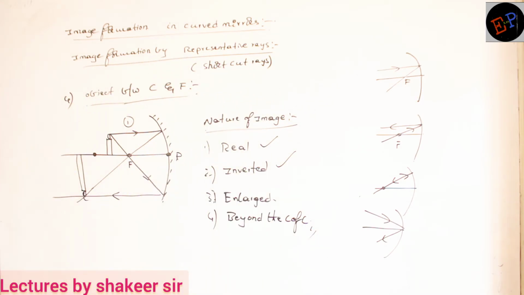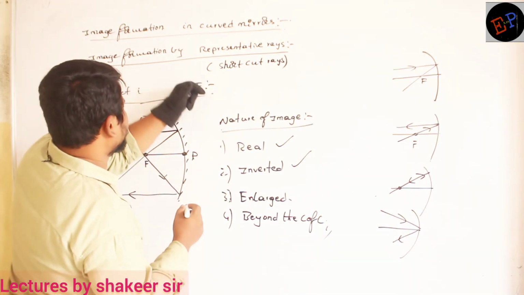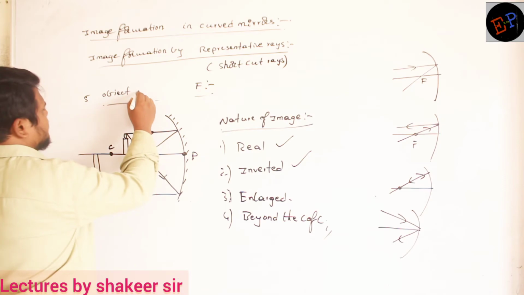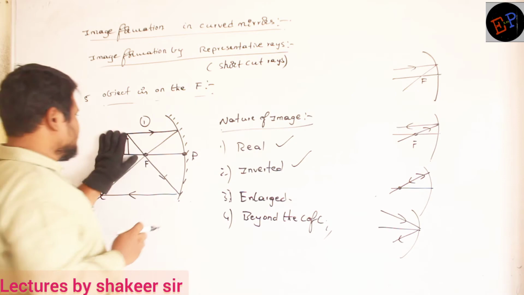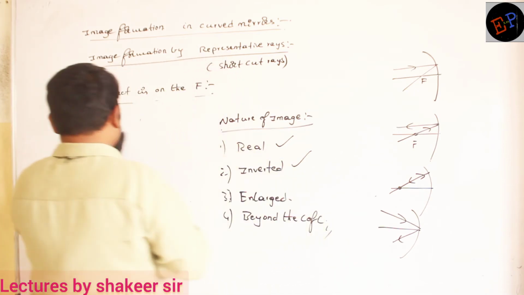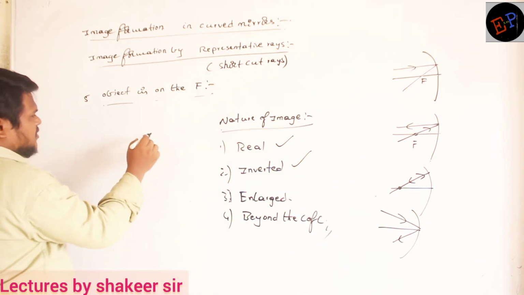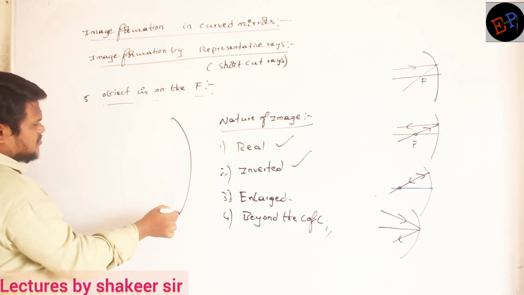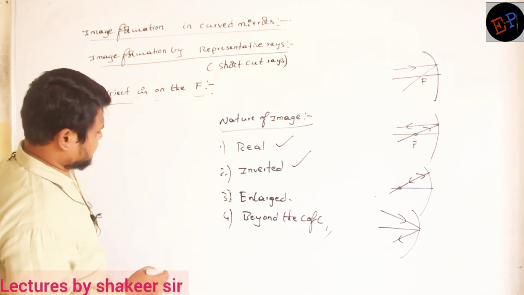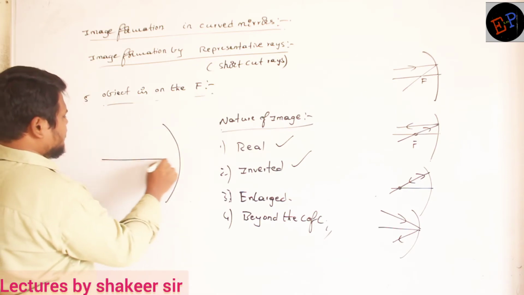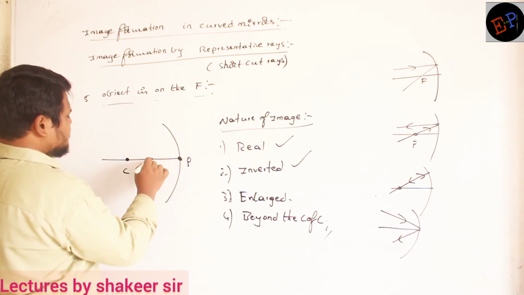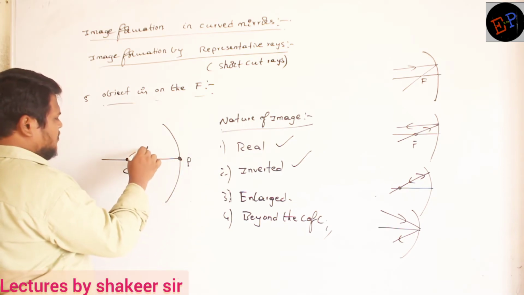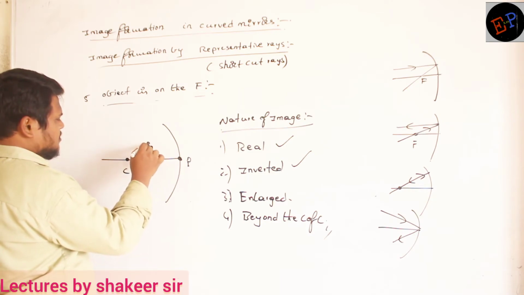Okay, ma? This is the nature of the image. Are you drawing? The object is present on the focus. Now I am placing the object on the focus itself. Clear? So what is the meaning of that? So this is the object, this is the mirror. Okay, ma? This is the center of curvature, pole, and this one is the focus. Clear, ma? Now we are placing the object on the focus itself.